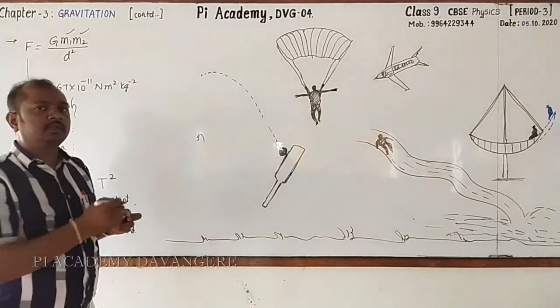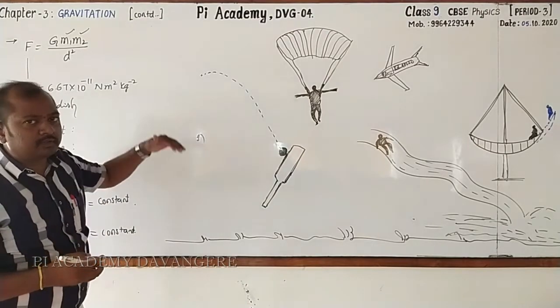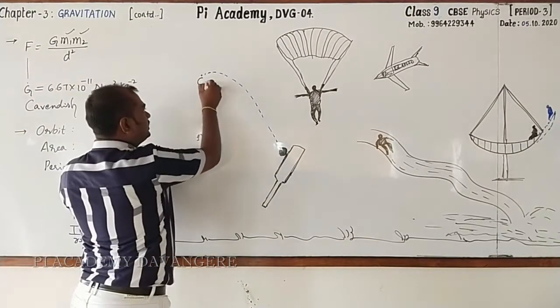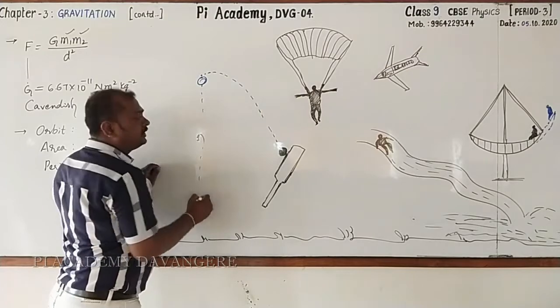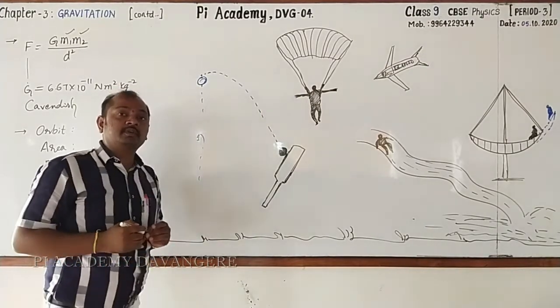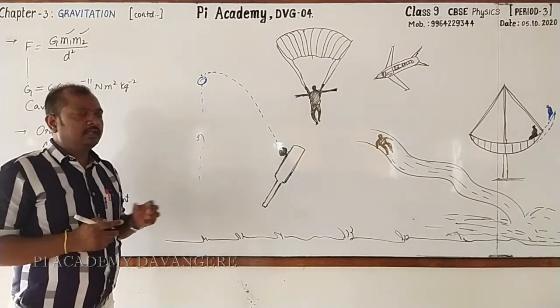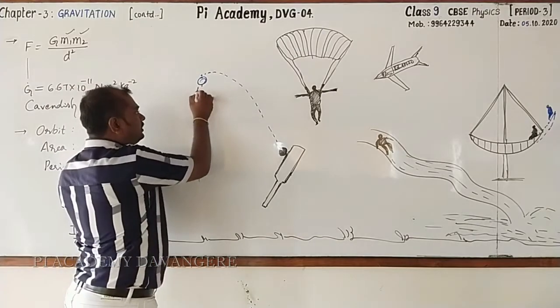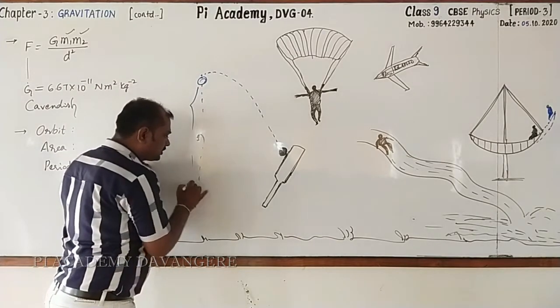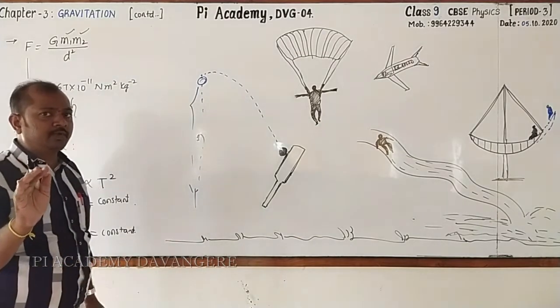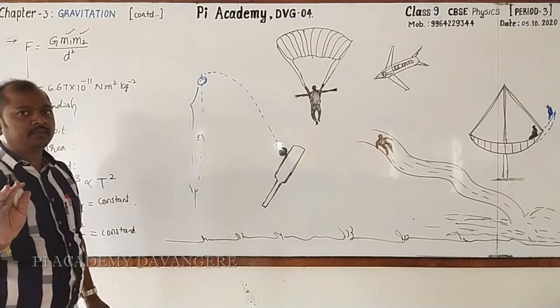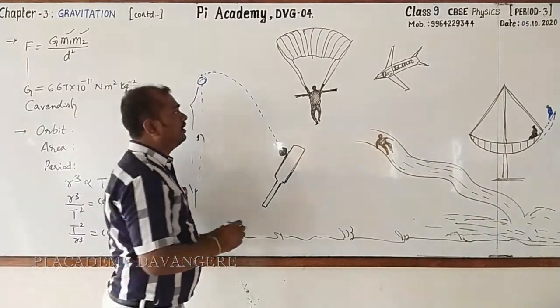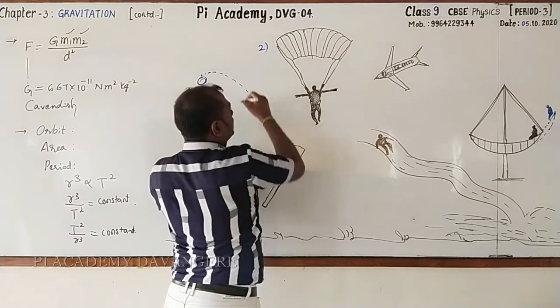When it goes into the air, will it fall back to the ground? Yes, certainly. Why is it so? It is due to the gravitational force of the earth. Then here, can we say that the ball falling towards the ground is under the influence of gravitational force of the earth? Yes. Now, observe the second figure.